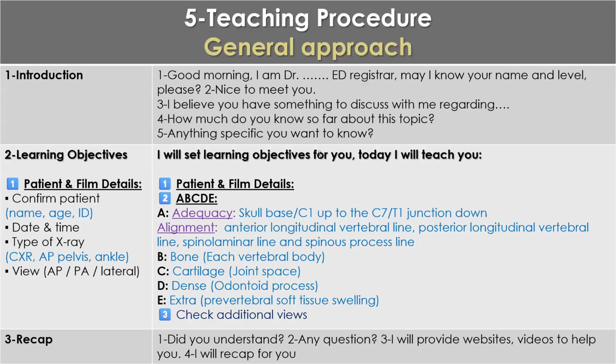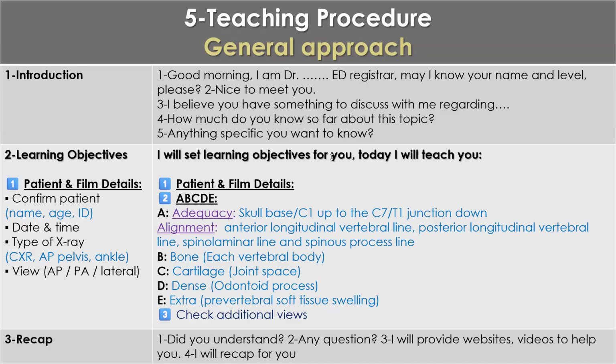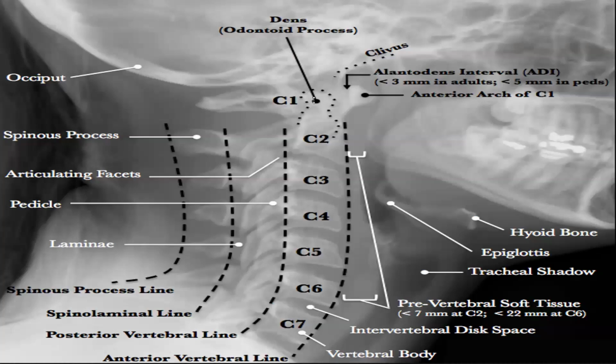Okay. Then cartilage, joint space. You will check the distance between each vertebra. The size should be equal. So the disk space, equal disk space, equal disk space, and so on. So you will check the disk space size and the widening. Then the dense, odontoid process. You will check the dense, this one. Any disruption, it means dense fracture. So you have dense in C1 or C2, guys?